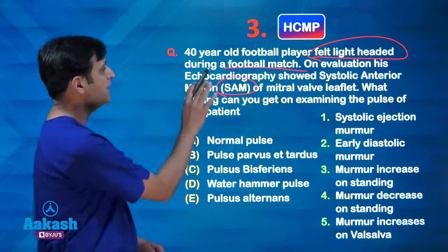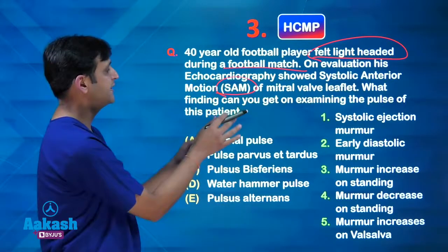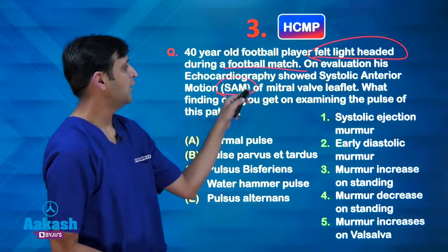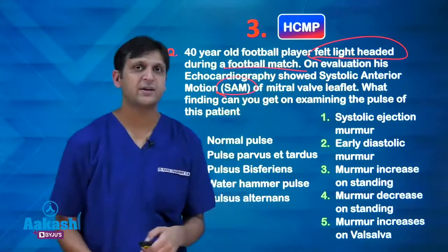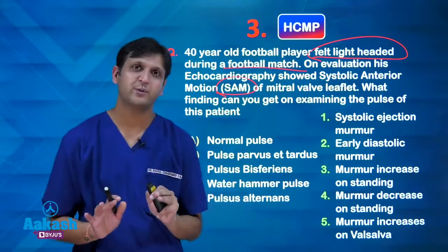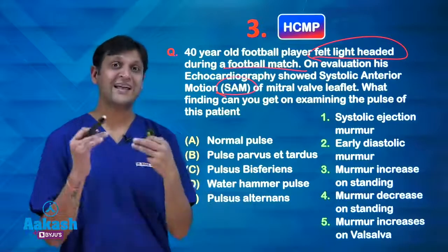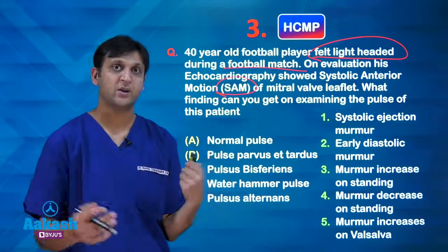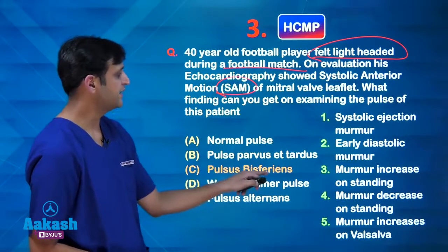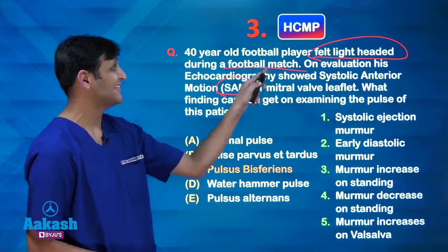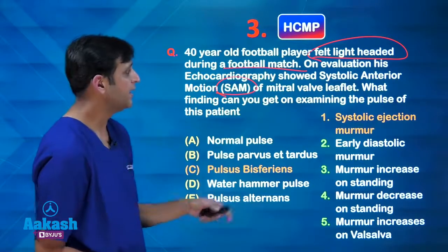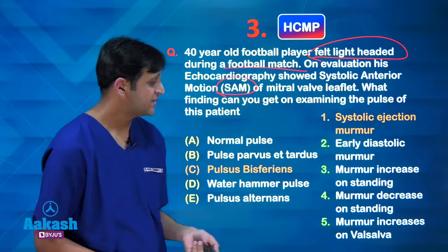The pathophysiology that has been asked is hypertrophic cardiomyopathy, because systolic anterior motion of the mitral valve leaflet is characteristic of hypertrophic cardiomyopathy. I'll give you all the high yield points of hypertrophic cardiomyopathy so that you can answer any question related to it in your coming NEET exam. The answer to this question is of course pulsus bisferiens, because pulsus bisferiens is seen in hypertrophic cardiomyopathy. And the murmur that you get is a systolic ejection murmur.